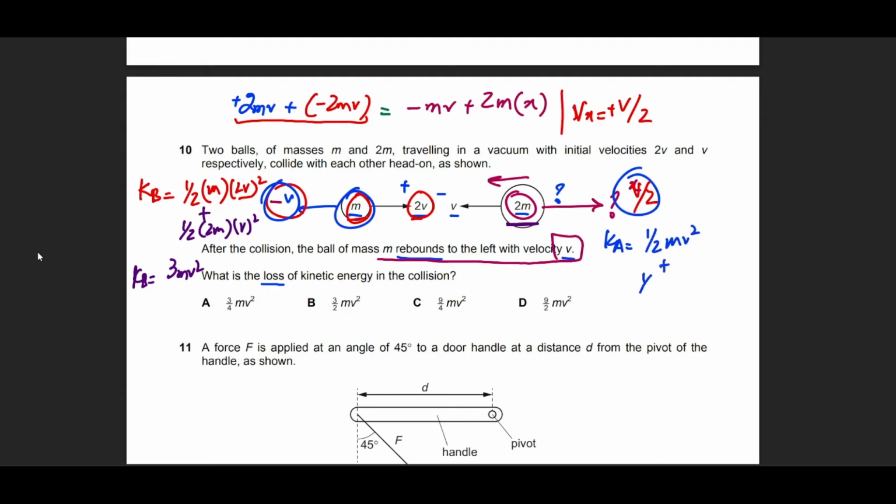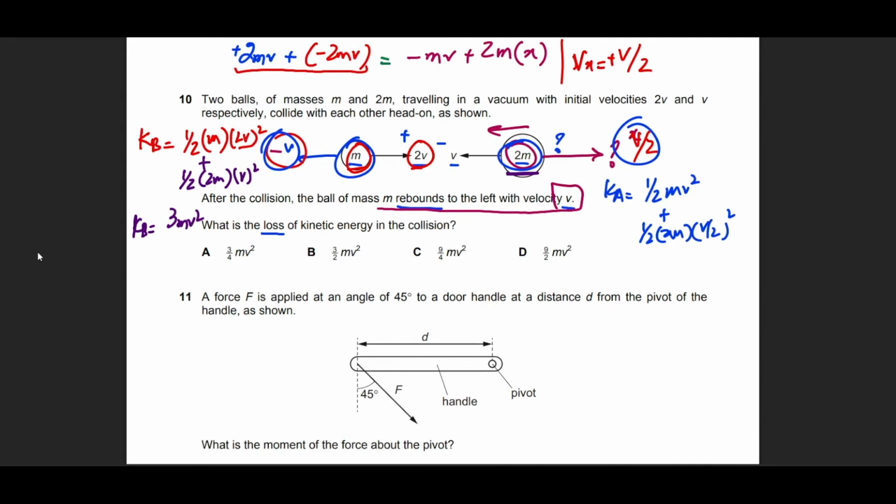So this is plus 1 over 2 into its own mass, which is 2m, into v by 2 whole square. When you simplify this, it comes out as 3 by 4 mv square. Now, to put things even simpler, you see this is mv square, this is mv square. These are common throughout all the options.